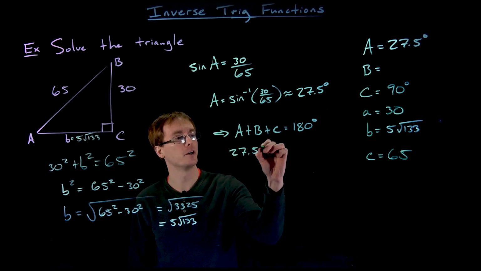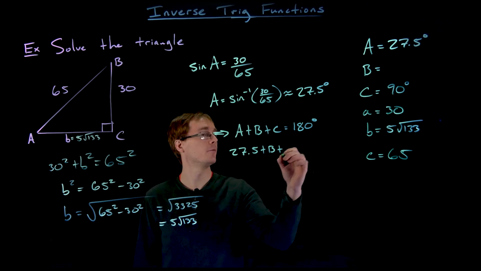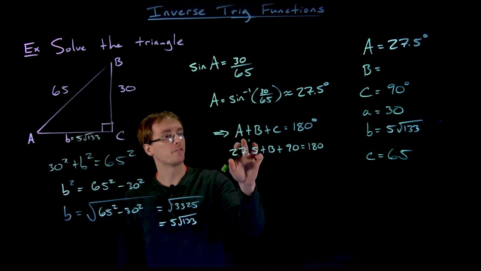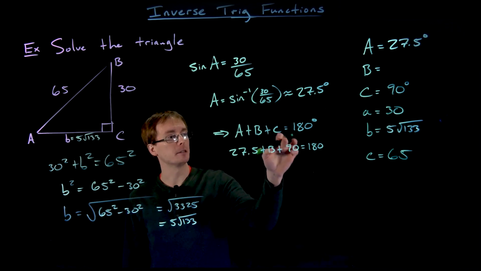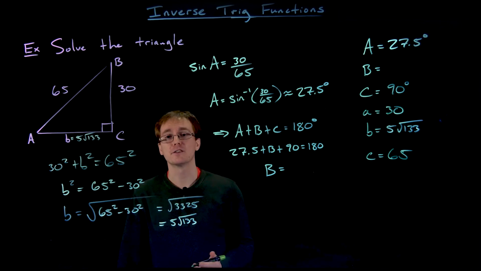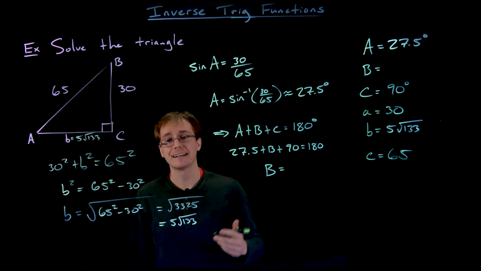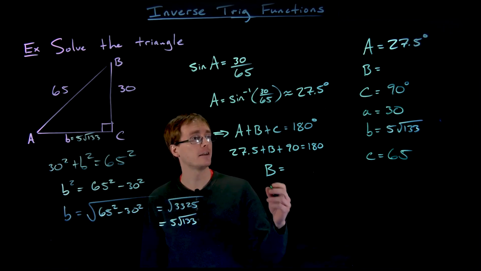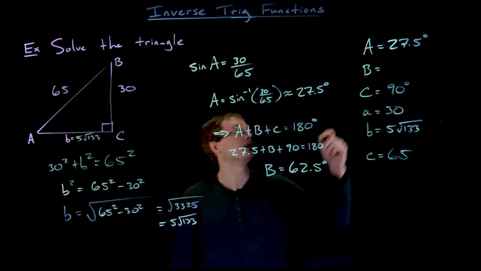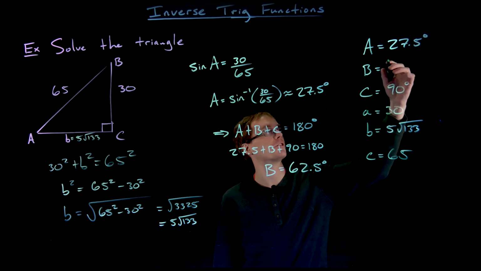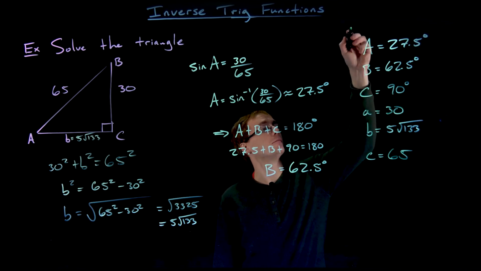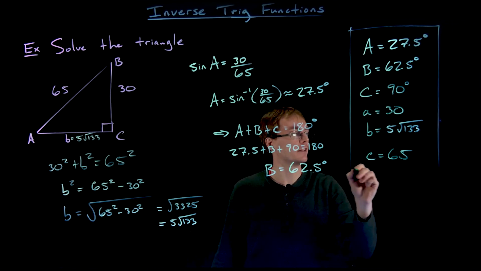So if we plug in what we know and what we don't know, we see that 27.5 plus our unknown angle B plus 90 has to equal 180 degrees. All right, so now if we solve this equation for B just by subtracting 90 and 27.5 from each side, we find that B is going to be equal to 60.5 degrees. And we kind of got that from the rounded answer for A, so this is also technically a rounded answer. But we have finished solving this triangle.